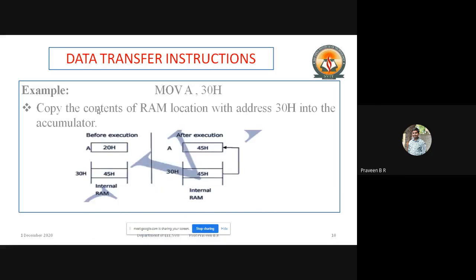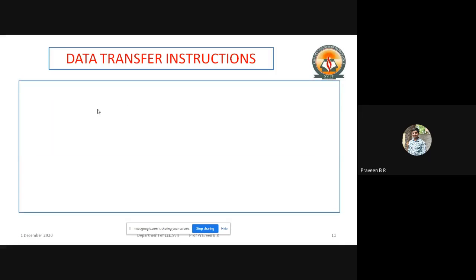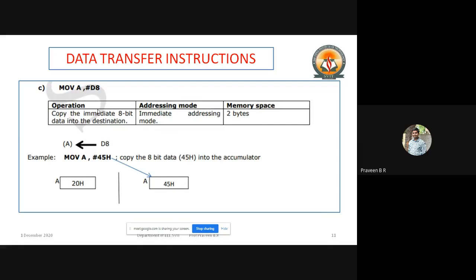Let me say before executing the operation, the accumulator had 20H and the internal memory location 30H had data 45H. When I say MOV A, 30H, the data present in 30H, that is 45H, is moved to the accumulator. Let us see the next instruction, that is MOV A, #D8.